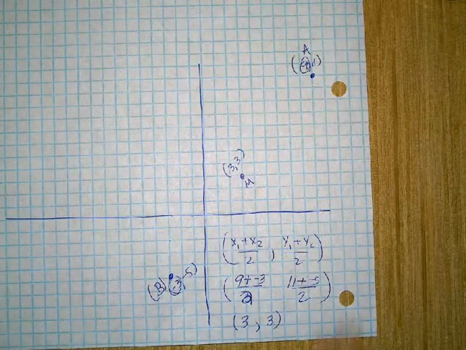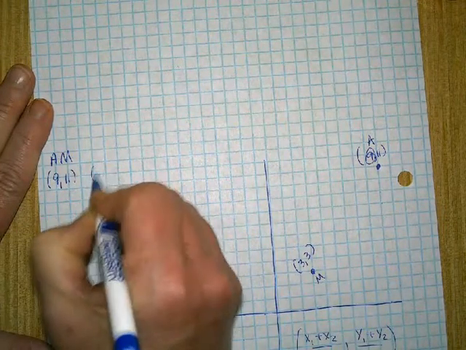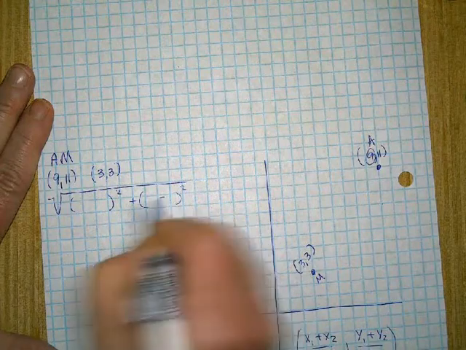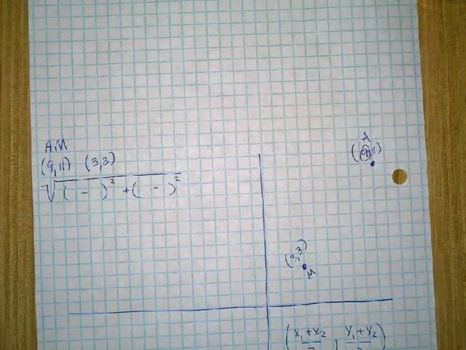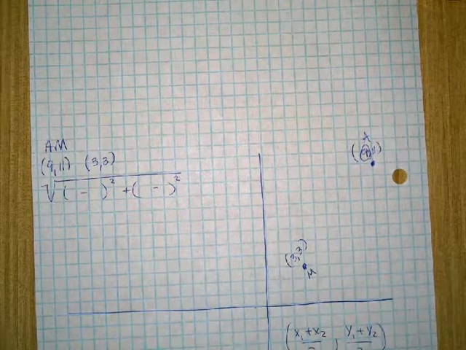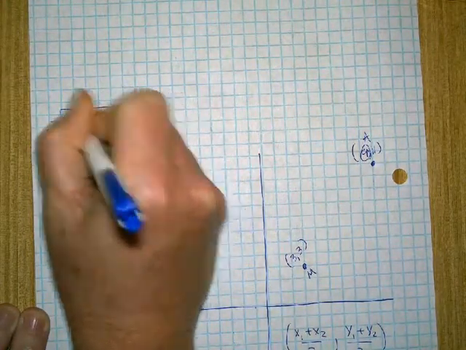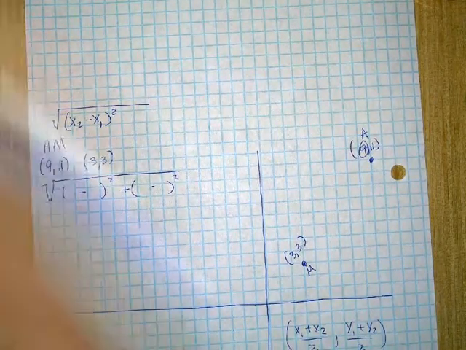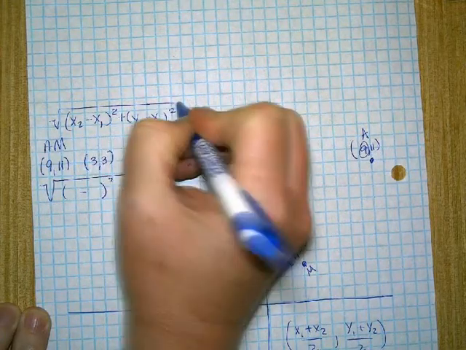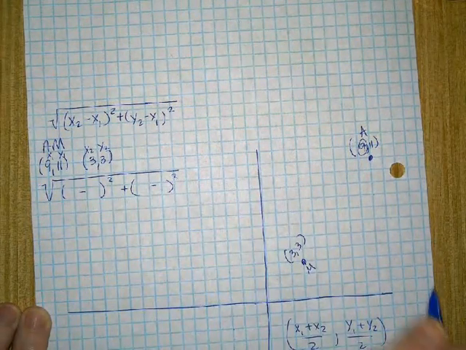Distance formula. So I'm going to find the distance from A to M. A is located at 9, 11. M is located at 3, 3. Here we go. Alright, what goes in there? The formula says x sub 2 minus x sub 1 all squared plus y sub 2 minus y sub 1 all squared. This is x sub 1, y sub 1, x sub 2, y sub 2. So tell me how to put the numbers in.